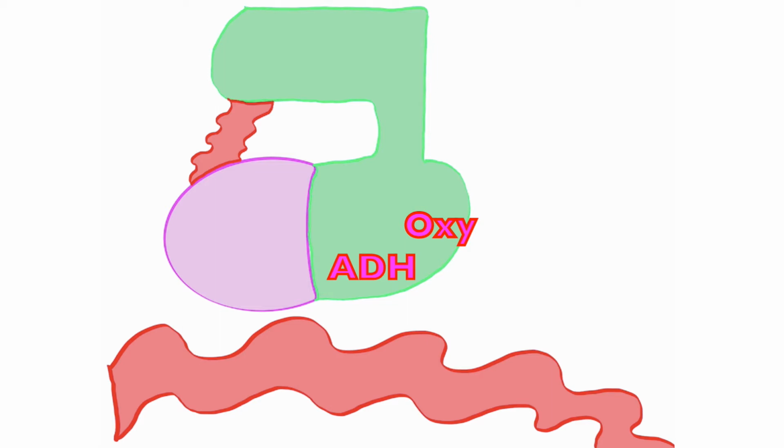Oxytocin is involved in labor contractions and the release of milk, whereas ADH is responsible for resorbing water from the kidneys, specifically from the nephrons, during times of low blood volume or low blood pressure.